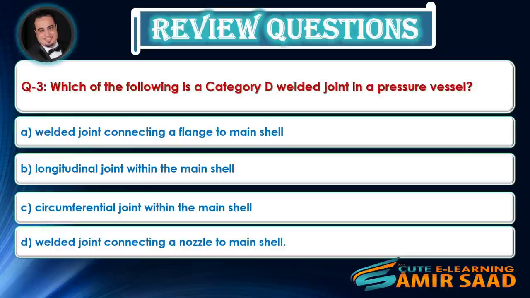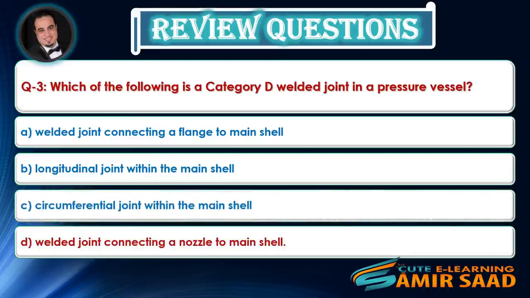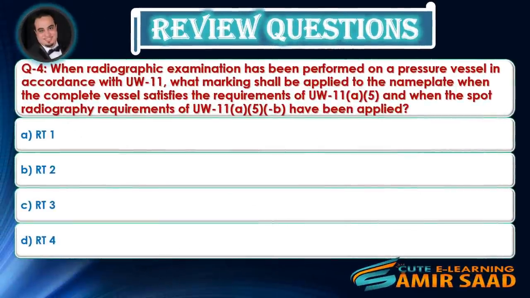Question number 3. Which of the following is a category D welded joint in a pressure vessel? Answer is D. Question number 4. When radiographic examination has been performed on a pressure vessel in accordance with UW11, what marking shall be applied to the nameplate when the complete vessel satisfies the requirements of UW11(a)(5), and when the spot radiography requirements of UW11(a)(5)(b) have been applied? Answer is B.